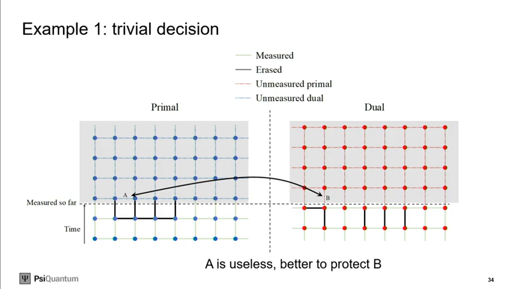If you have any edge in the syndrome graph that is connected by a path composed of erasures already, then we know that measurement is useless. I can totally bias my measurement in such a manner that I just try to protect B as much as possible. It's an easy decision.